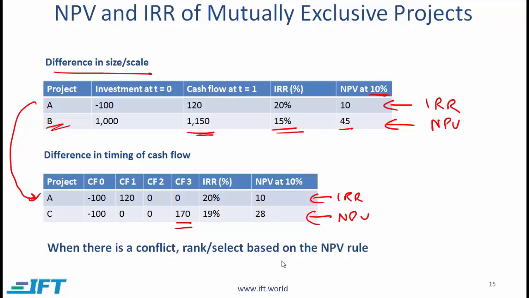The answer is, you should always rank or select based on the NPV rule. And the reason for this will become obvious when we study this concept in corporate finance. But very simplistically, there are some issues with the way IRR is calculated. So even though it is giving you a sense of the return, there are some technical issues with IRR because of which NPV is the preferred method. Now, this doesn't mean that we don't use IRR. IRR is still valuable because it is giving us a sense for the return. But when there is a conflict, you should go with the NPV rule.